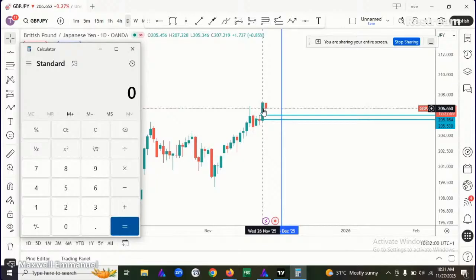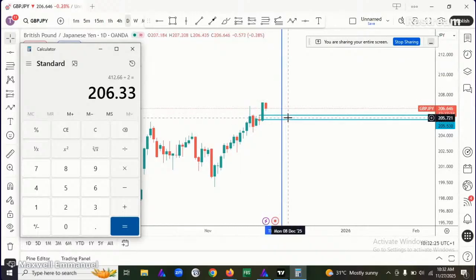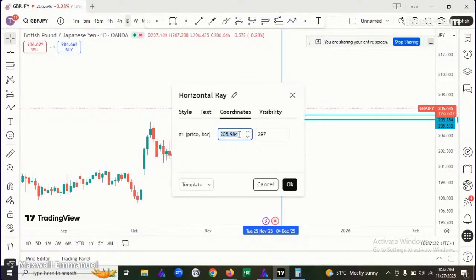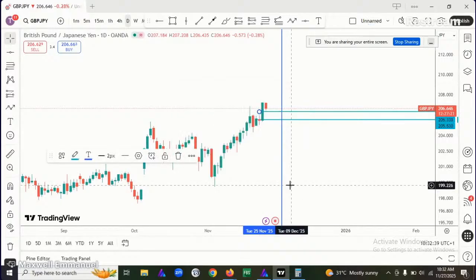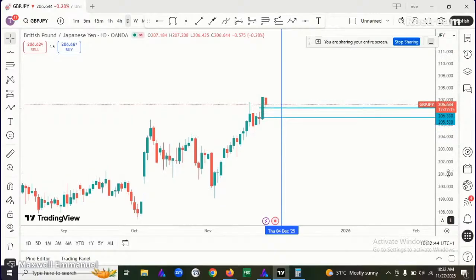So the high here is 207.21, and the average is 206.33. I love what I'm seeing on GJ. This is good. You can see the market is approaching the average value for GJ.